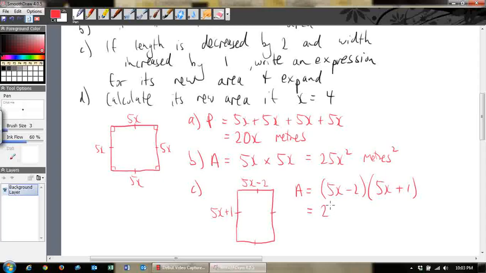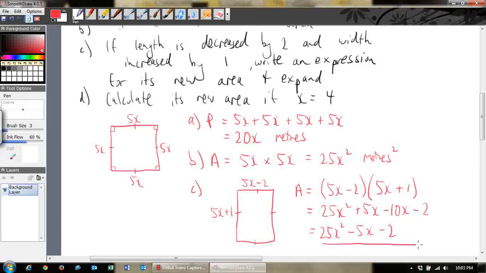5x times 5x is 25x squared. 5x times positive 1 is positive 5x. Negative 2 times 5x is negative 10x. And negative 2 times positive 1 is negative 2. Let's simplify that. Always simplify. You don't need to be asked to simplify it. It should be just something you do. Positive 5x minus 10x is minus 5x, minus 2.